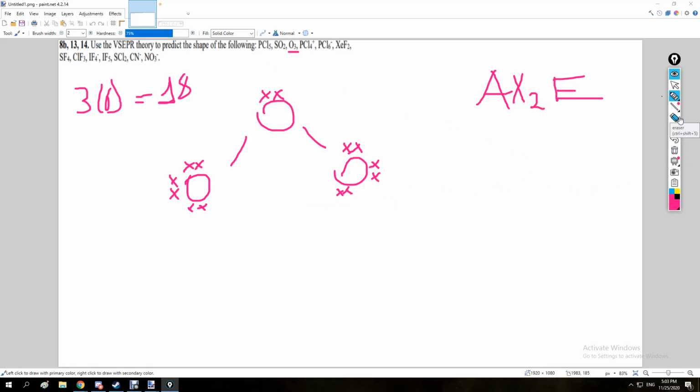If they ask you to draw the proper Lewis structure, however, you have to make sure that this central O has 8 around it, and you can do that by removing a lone pair on one of the outer atoms and making that bond a double bond. As you can see here, there are 2 resonance structures. The double bond can be here or it can be here.